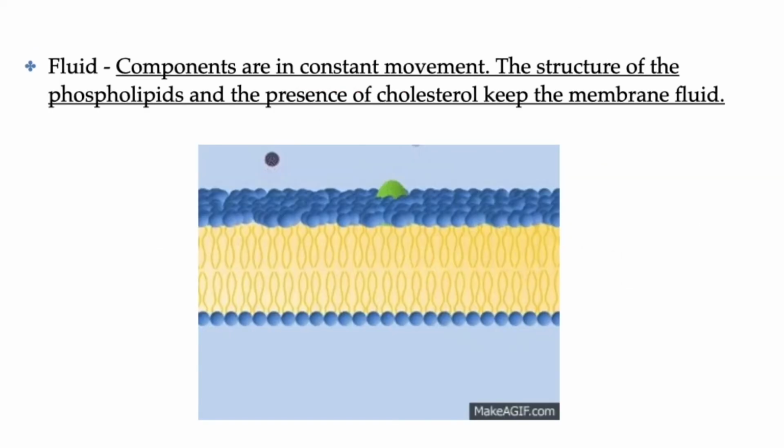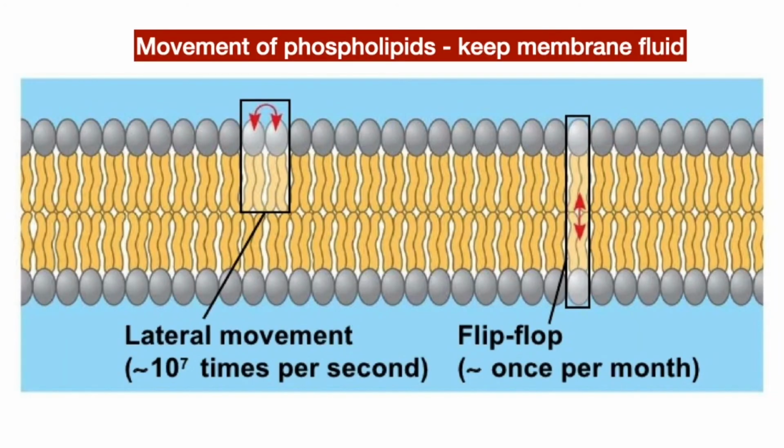So let's start with the word fluid. The cell membrane is fluid because the phospholipids and the proteins that are embedded between them are free to move. The components of the plasma membrane do not stay in one place. They are in constant motion. This fluidity is due to the structure of the phospholipids and is also helped along by the presence of cholesterol molecules. That is because the phospholipids of the plasma membrane are not static. They don't stay in place. They're in constant movement. They move rapidly and constantly past each other in a form of lateral movement, and very occasionally they flip-flop with their bilayer partners.